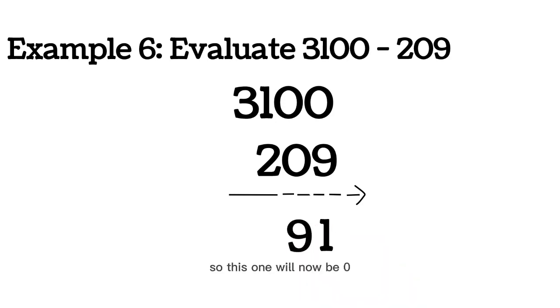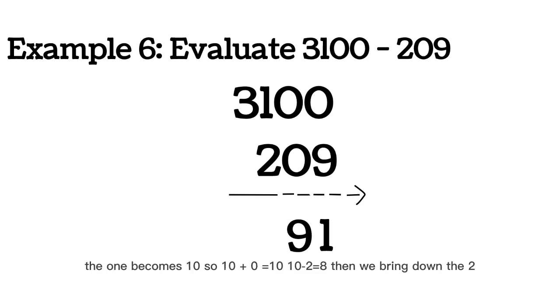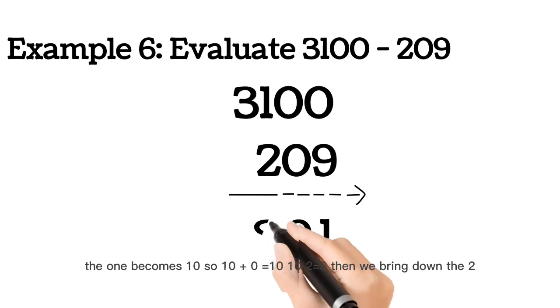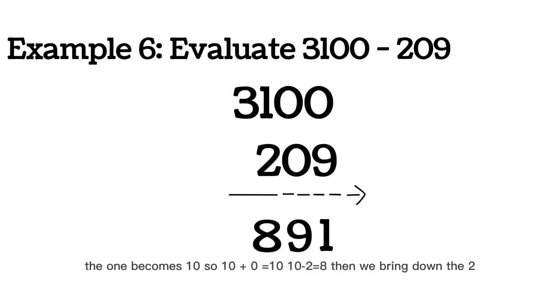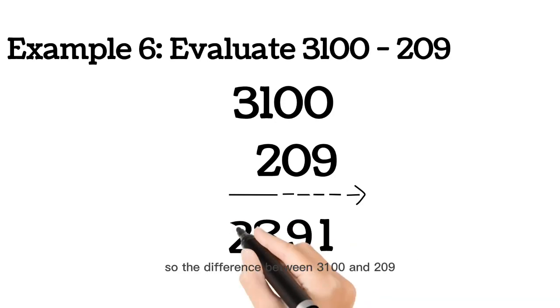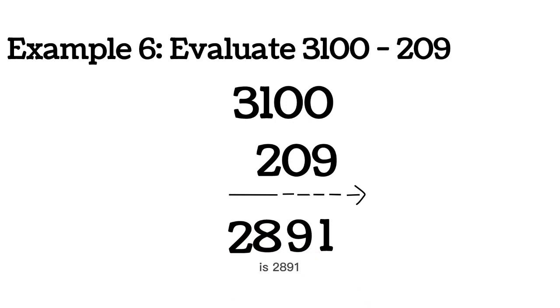So this one now is now 0. So 0 minus 2 can't go. So we take 1 from 3. The 1 becomes 10. So 10 plus 0 is 10. 10 minus 2 is 8. Then we bring down the 2. So the difference between 3100 and 209 is 2891.